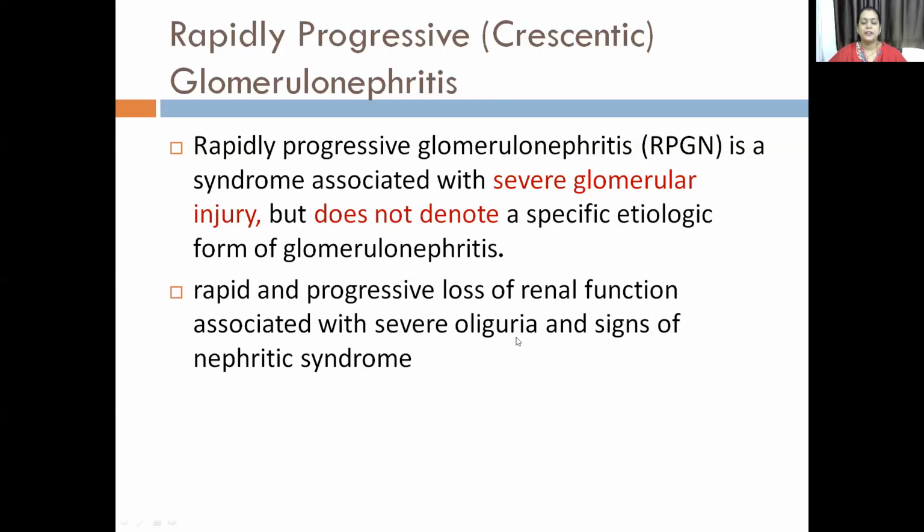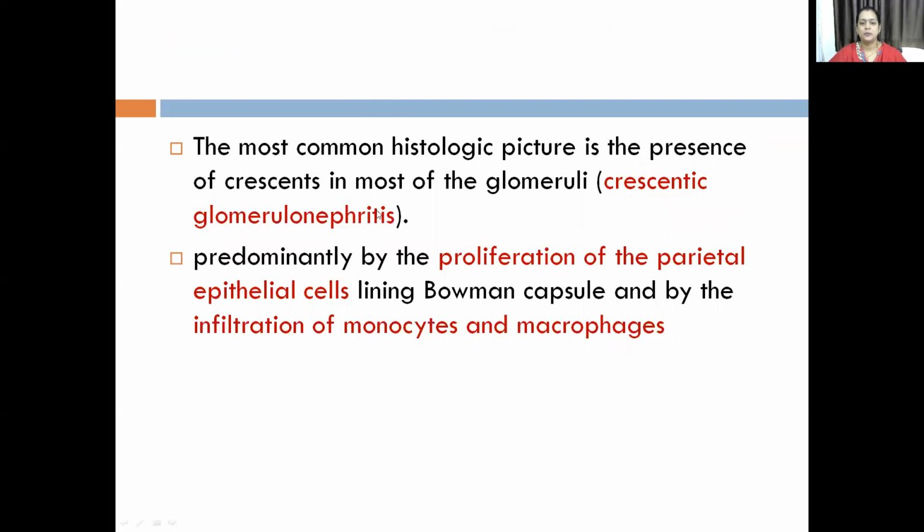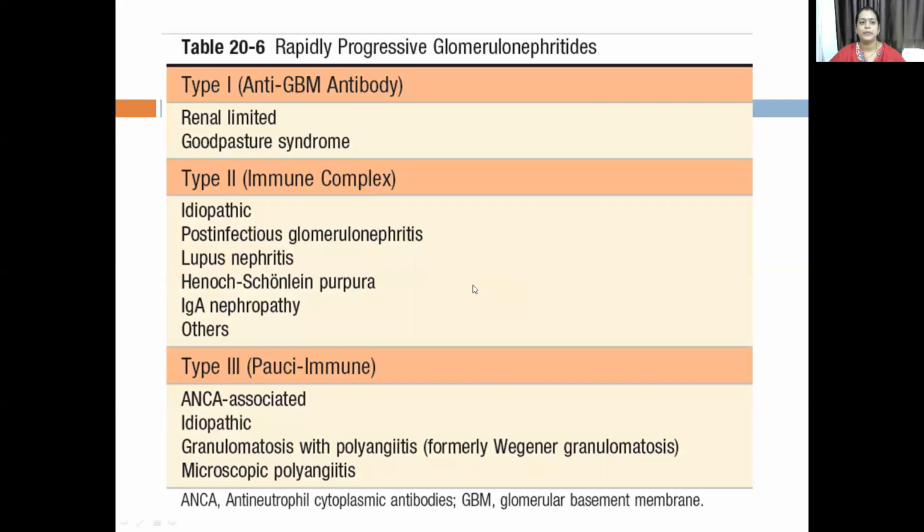So, severe oliguria and signs of nephritic syndrome will be present. What are they? Crescentic glomerulonephritis, proliferation of parietal epithelial cells, along with infiltration of monocytes and macrophages. So the rapidly progressive glomerulonephritis can be renal limited. That means there are three types. Type 1, anti-glomerular basement membrane antibody. Type 2, immune complex. Type 3, Pauci-immune.